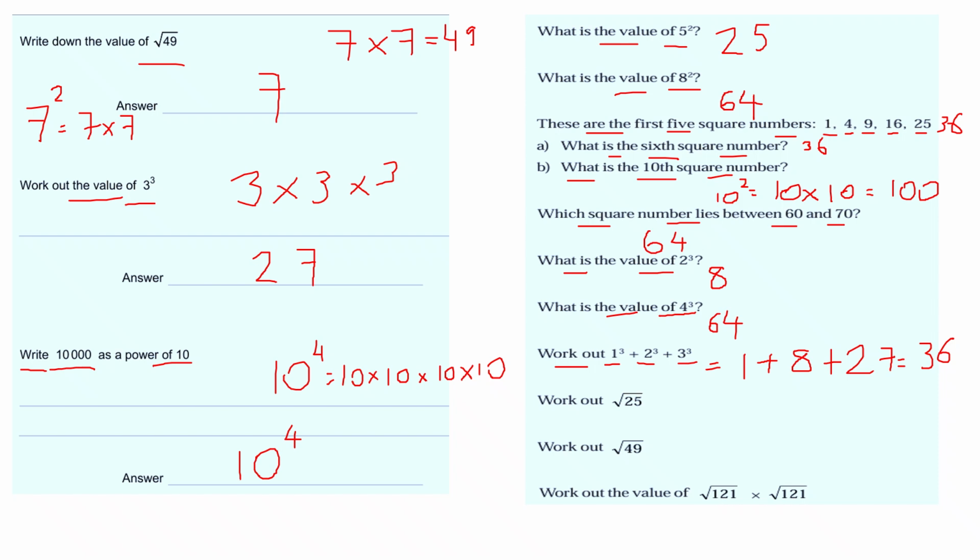Next up, guys, here's the last few to go. Work out the square root of 25. That would just be 5, positive 5. Work out the square root of 49. That'll be equal to 7, or positive 7.